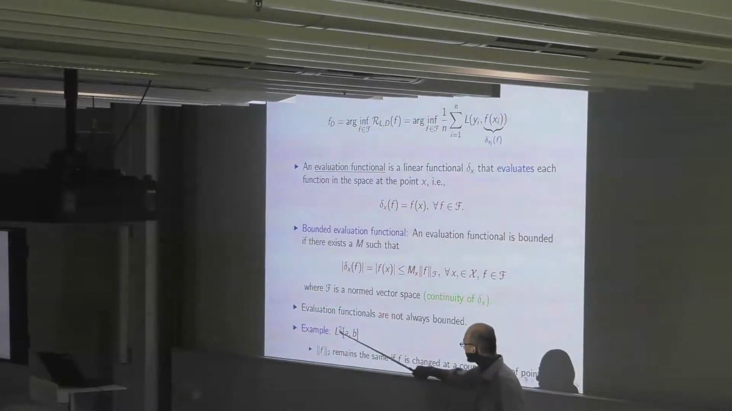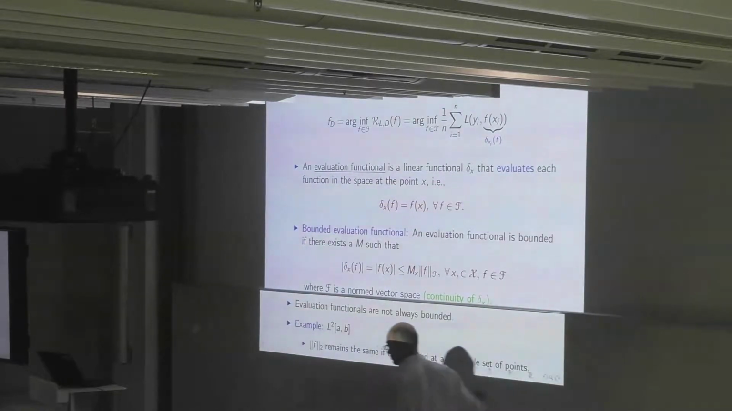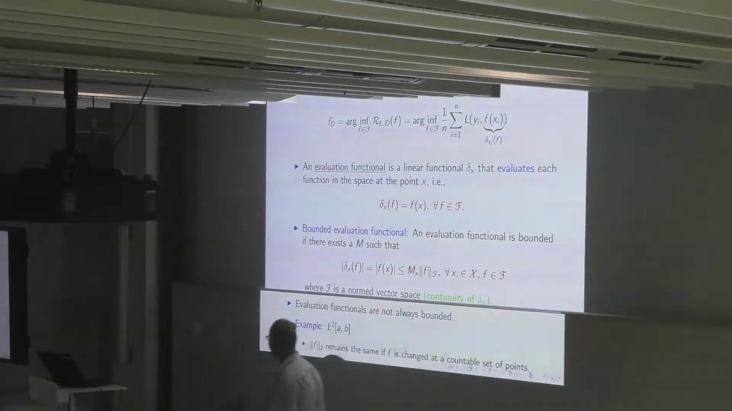An example is the class of square integrable functions defined on [a, b]. So you take the class of square integrable functions. Let's say this is my square integrable function on [a, b].